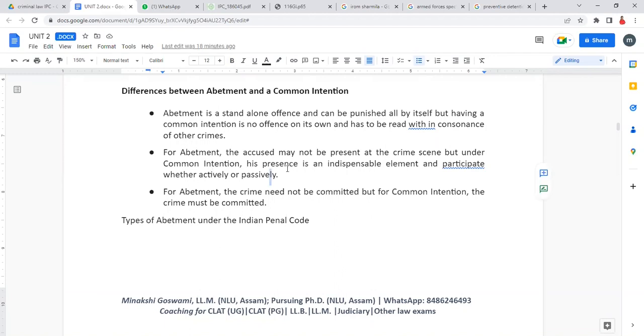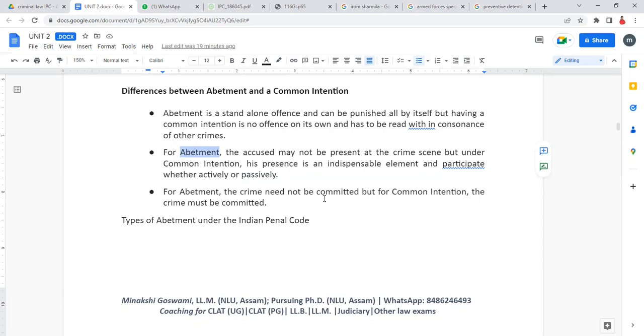For abetment, the accused may not be present at the crime scene. He might have abetted, he might have encouraged the person today, and tomorrow the person goes and commits the crime. But under common intention, his presence is an indispensable element and he would participate, whether actively or passively. Even if the person is participating passively, that would be enough, but participation would be there. In case of abetment, he might have just encouraged and it is over, or he might have just supplied the gun and then not done anything. That is abetment by way of aiding the criminal.